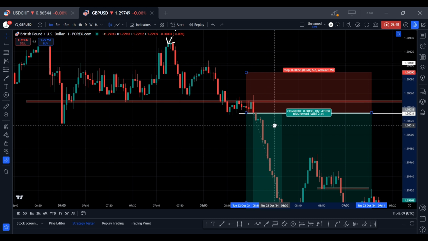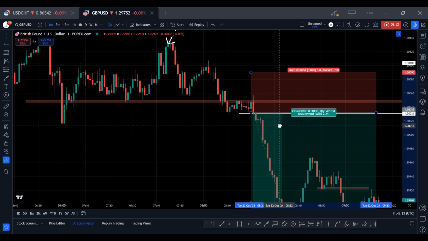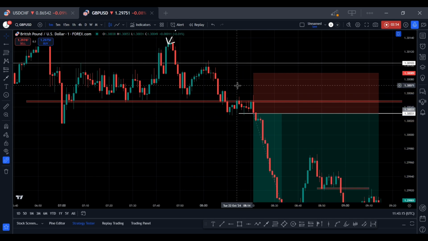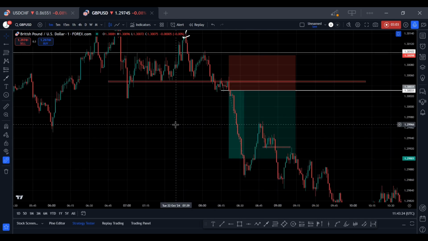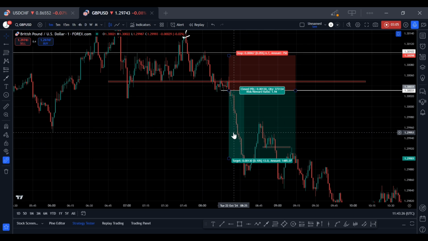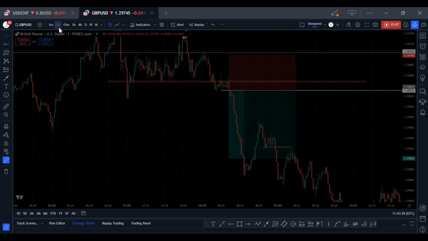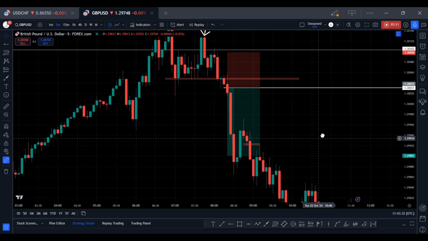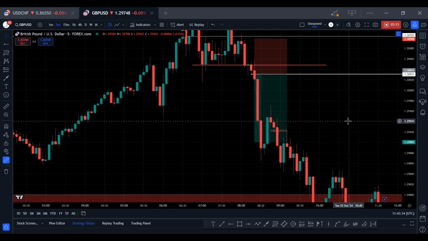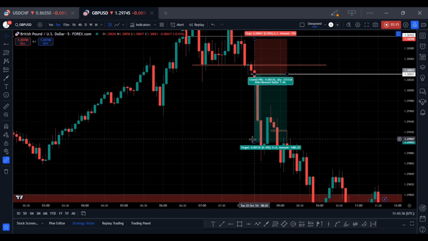I entered just right about here, and my SL was just at this point. As soon as I entered the trade, it was less than 30 minutes, and I was out of the trade already.